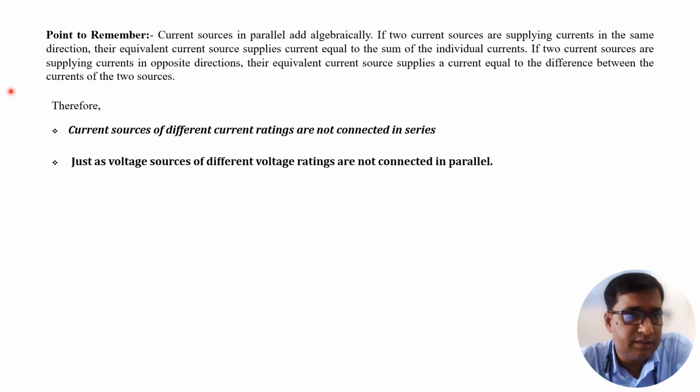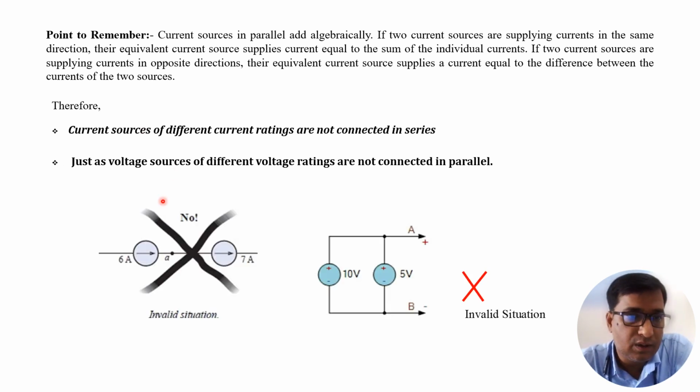Therefore, it is very important that current sources of different current ratings are not connected in series. We cannot connect two different ideal current sources in series, because according to the rule, the current in series should be the same. But these are two different rating current sources, hence they cannot be connected in series.